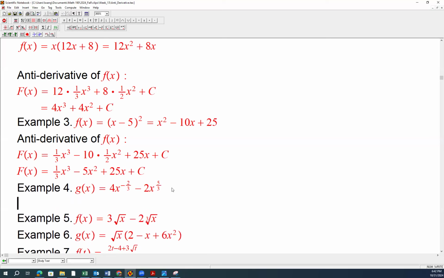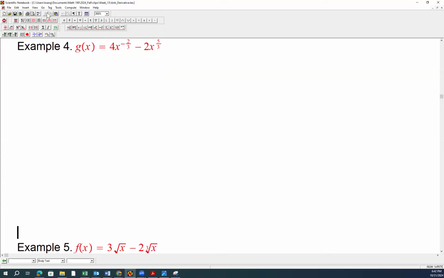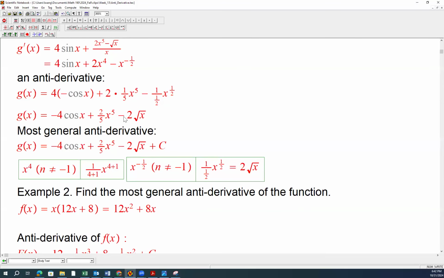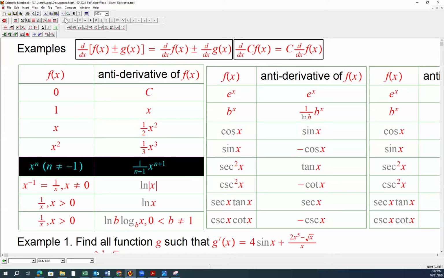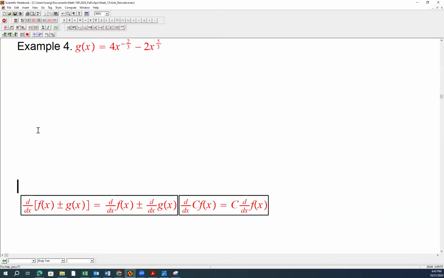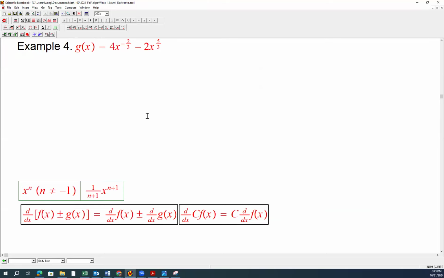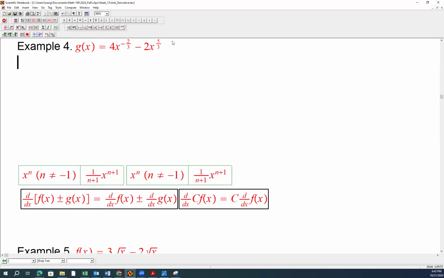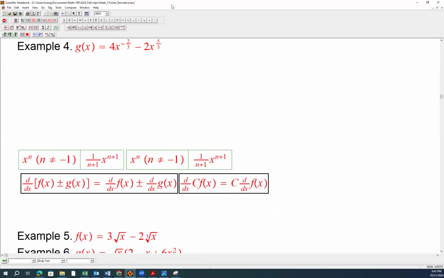Now let's look at a couple of examples with fractions in the exponent. I'm going to bring the formula over for us to work with. The power rule is used very often. In this case, we're going to use it twice. And for all of these, we're going to find the most general antiderivative.